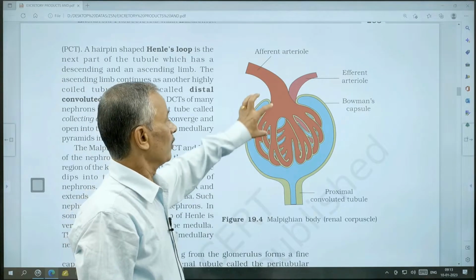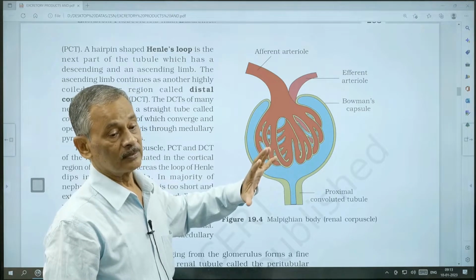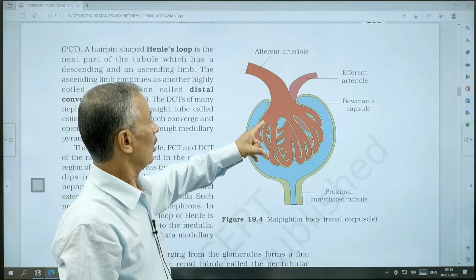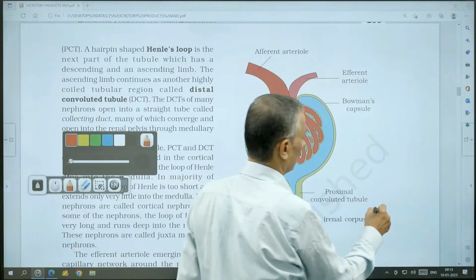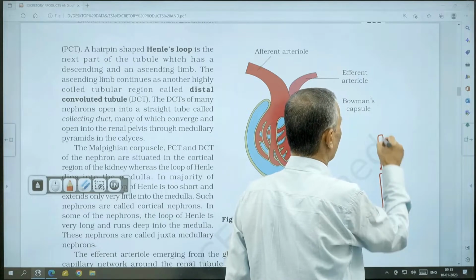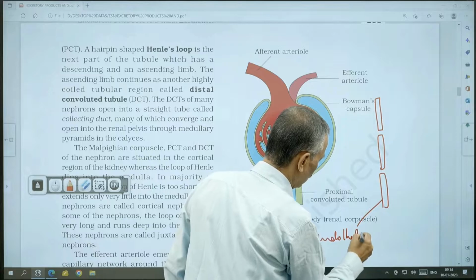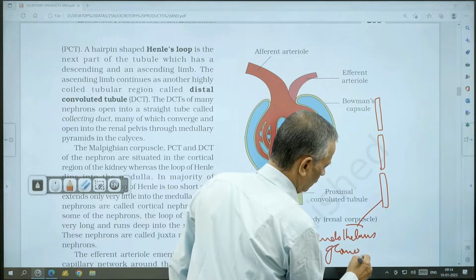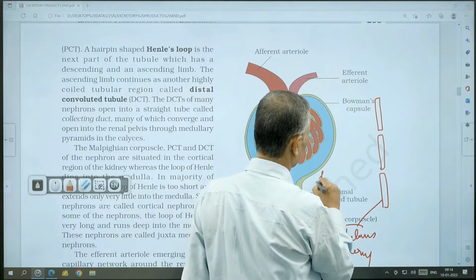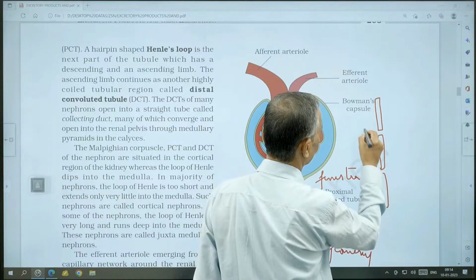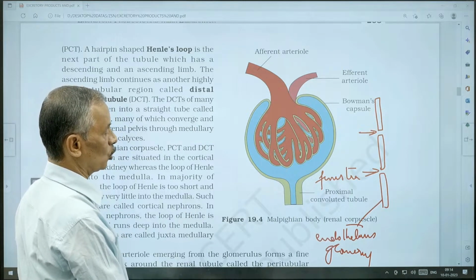And under that pressure, certain special conditions will help in filtering soluble materials to come out of the blood. What are these special conditions? Remember, the blood is separated from the cavity of the Bowman's capsule by 3 layers. 1. Endothelium of the capillary, endothelium of glomerulus. This glomerulus is having a number of small gaps called fenestra. Fenestrae, plural. This is the only layer present in the walls of the capillary, endothelium.